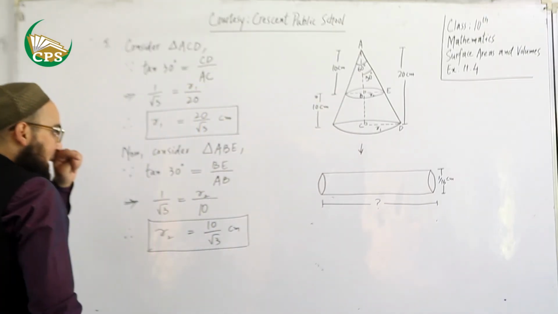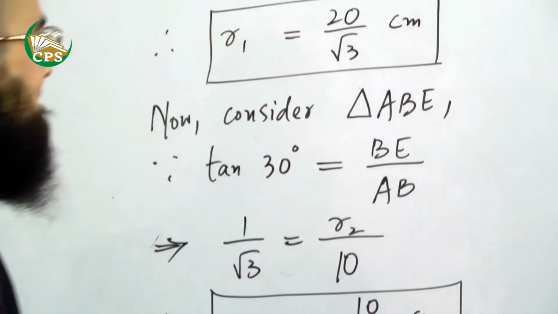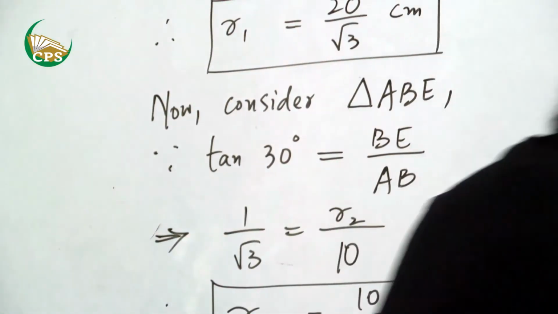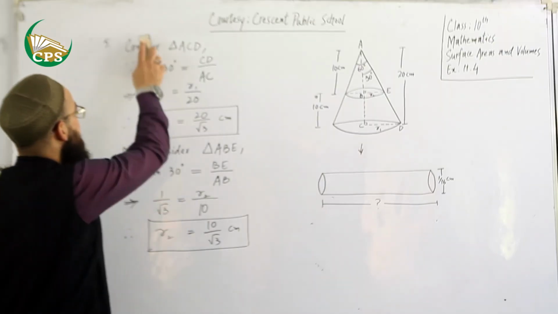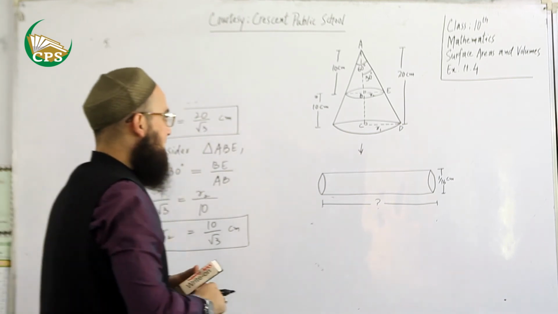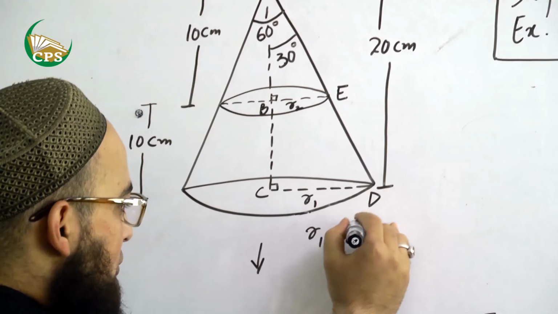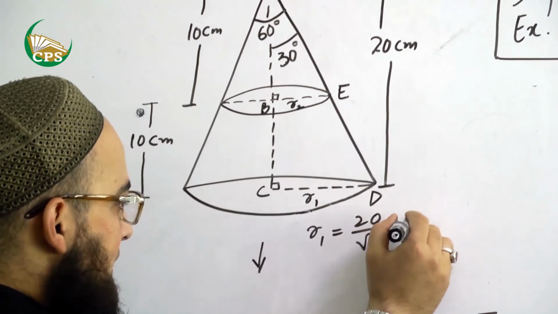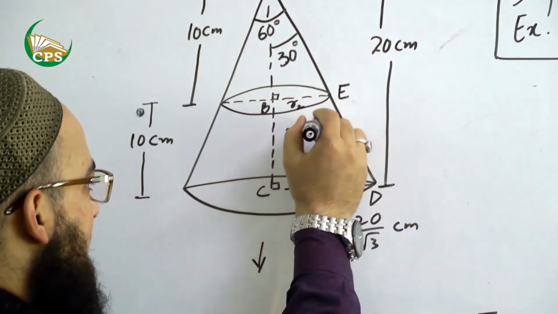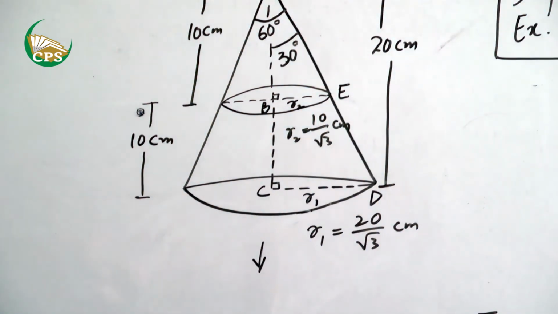Yes. Now, let us do one thing. Let me rub this. Remember this, R1 is 20 by square root of 3 centimeters and R2 is 10 by square root of 3 centimeters. Got it?